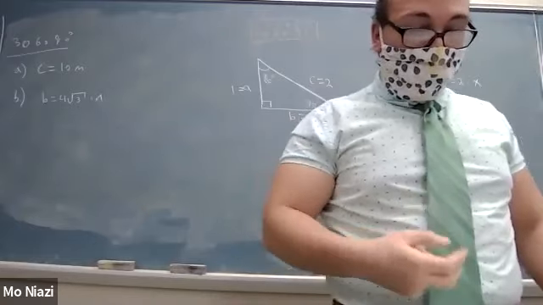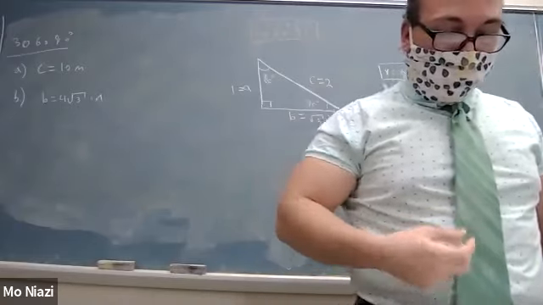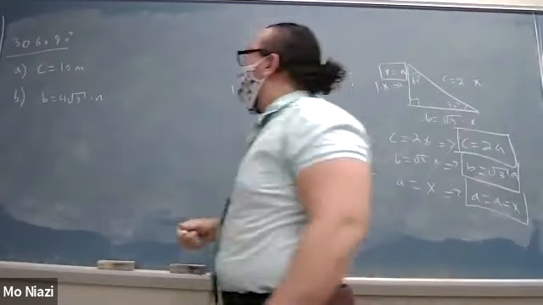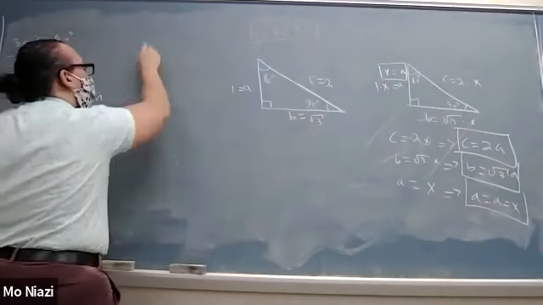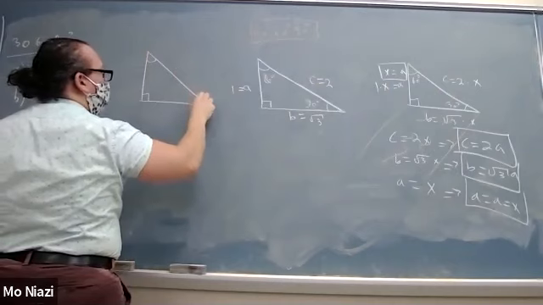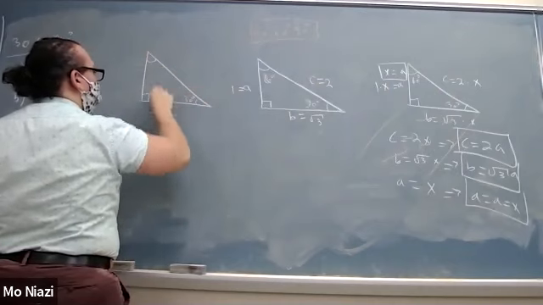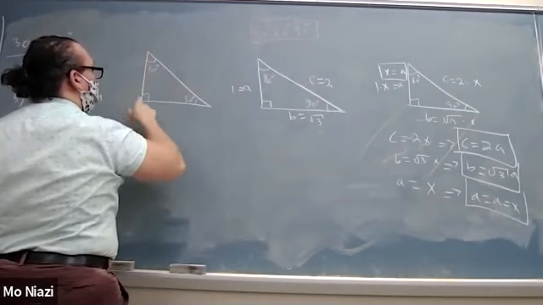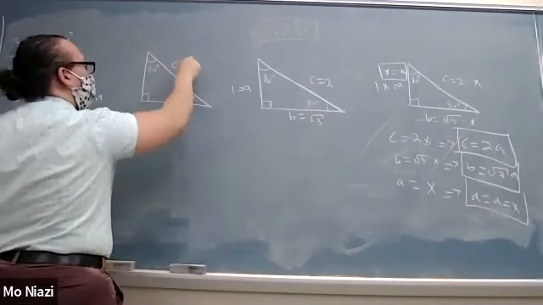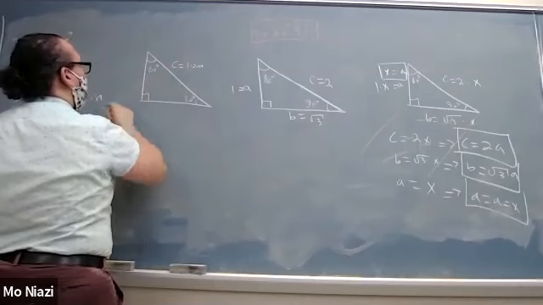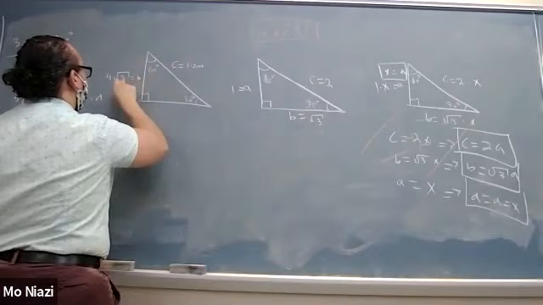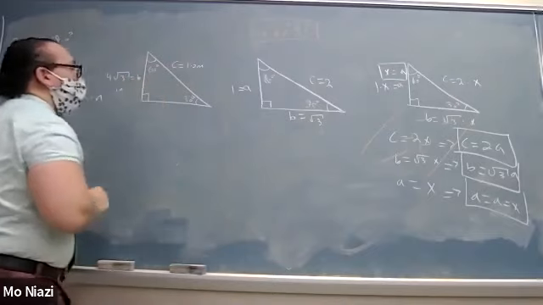All right, so this problem is going to have a 30, 60, 90 triangle. Here's our 30, here's our 60, here's our 90. Here's our hypotenuse, C, which is 10 meters. Here's our shorter leg, 4 root 3, or B. This is in inches, that's in meters.